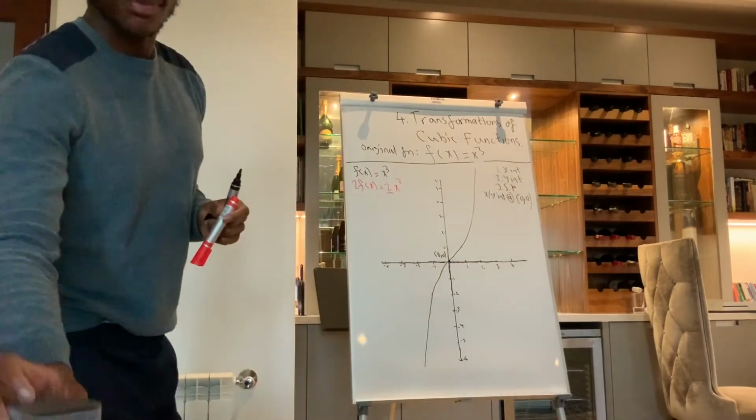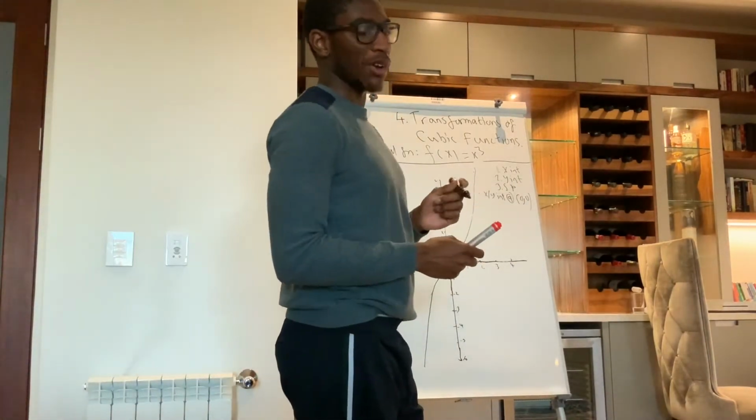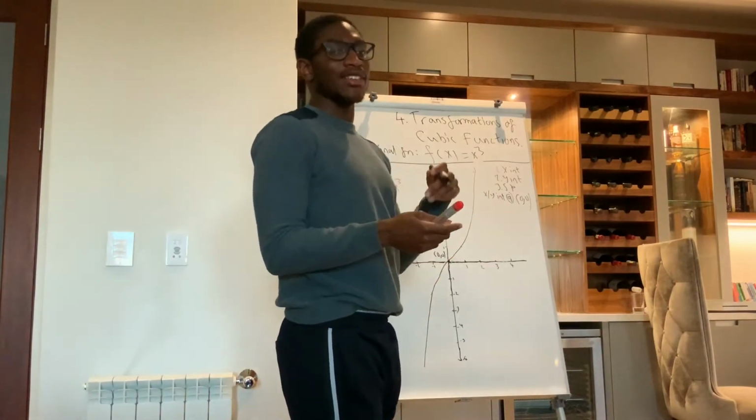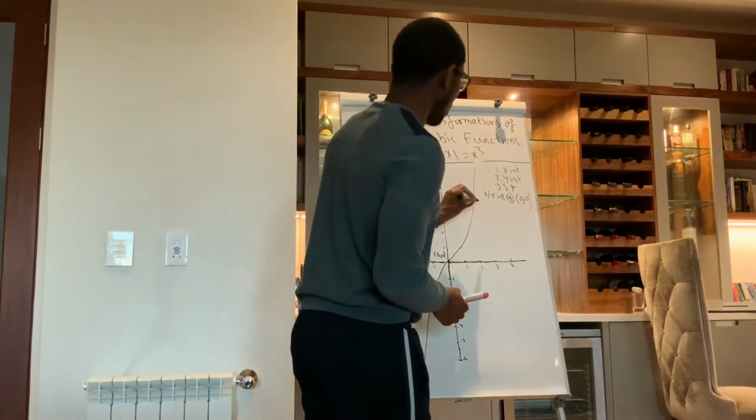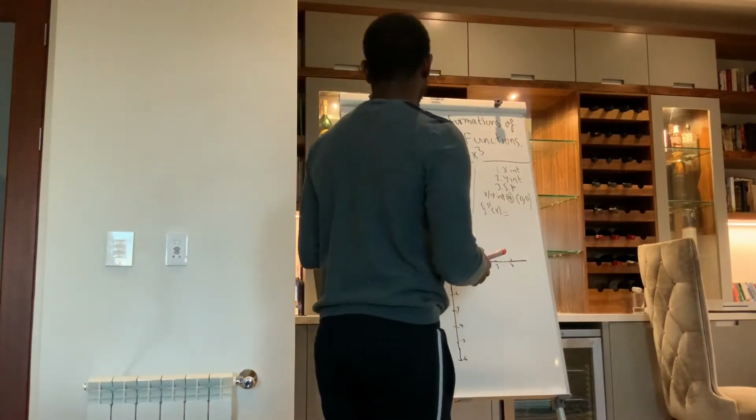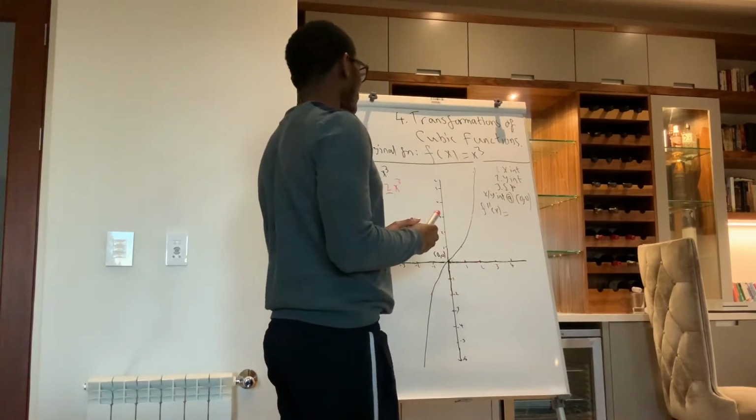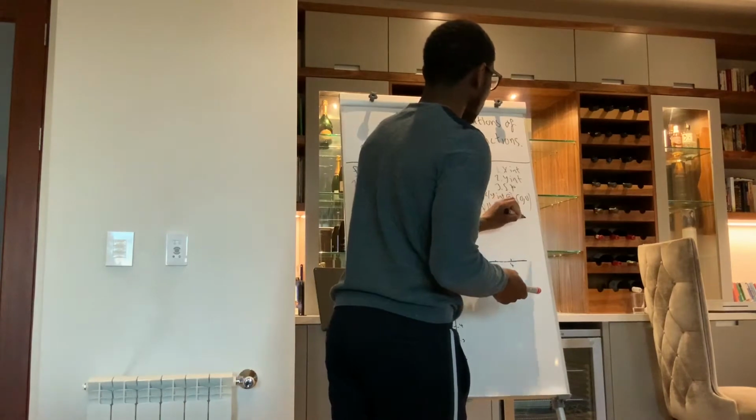Right? Now we need to classify what type of stationary point we have. Is it a local min? Is it a local max? Is it a saddle point or point of inflection? Well, let's use the second derivative test. And we've already established the first derivative was 3x squared. So the second derivative will be 6x.